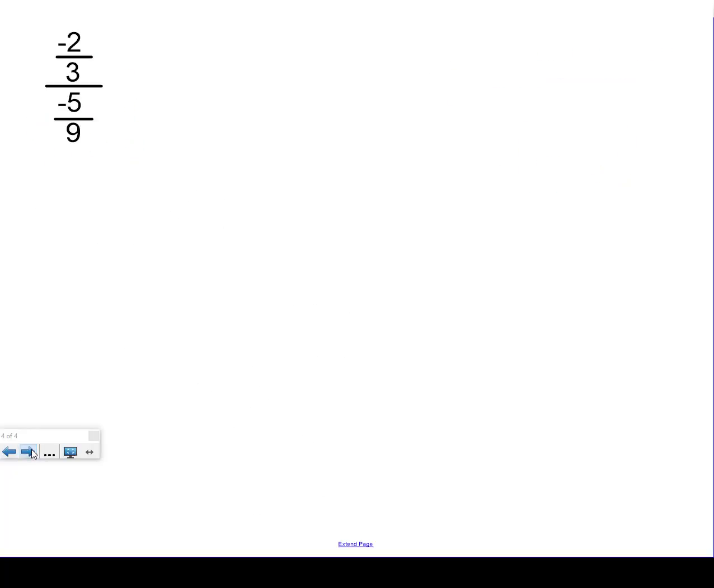All right, this one got a whole page of its own just because it's going to take us a little bit of work to get it separated out. Well, what are we looking at? We're looking at a fraction divided by a fraction. So let's write this out to make it a little more clear here. I see a -2/3 divided by a -5/9. When we're dividing fractions, we are going to keep it the same, change it to multiply, and flip it over.